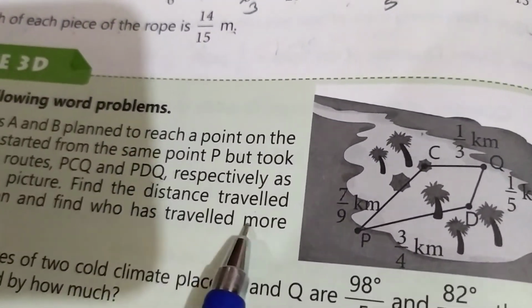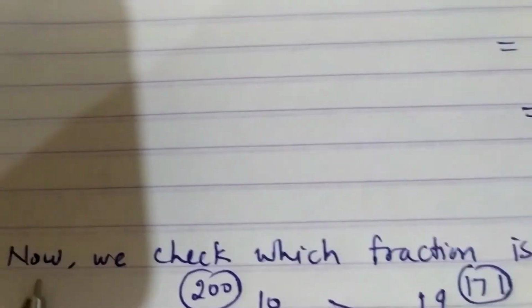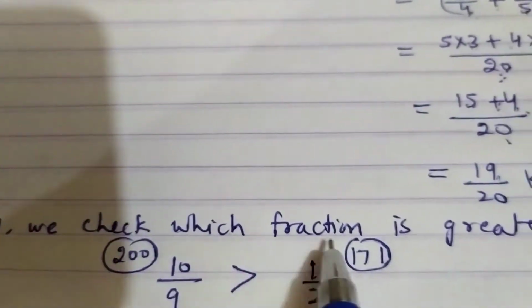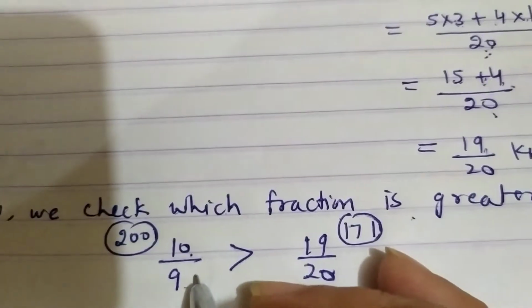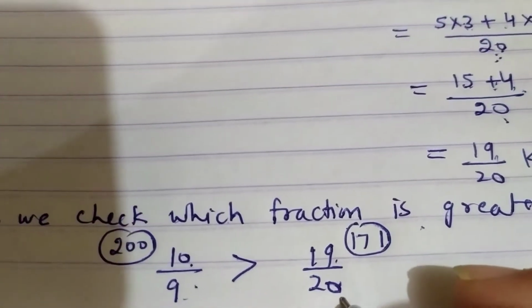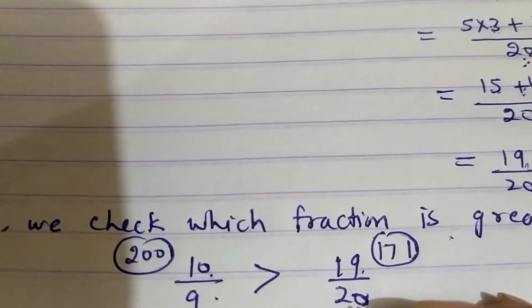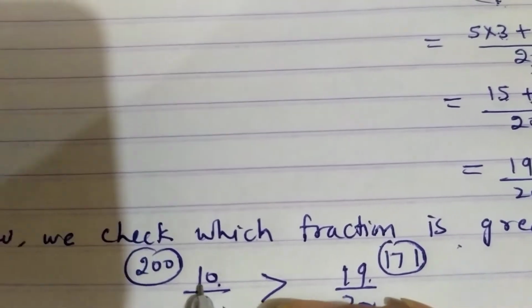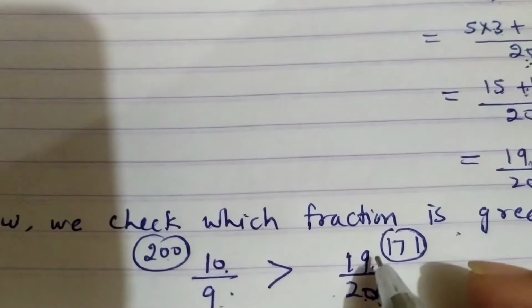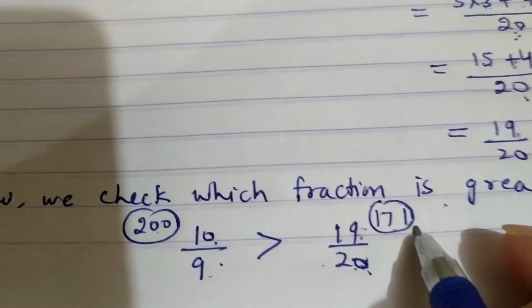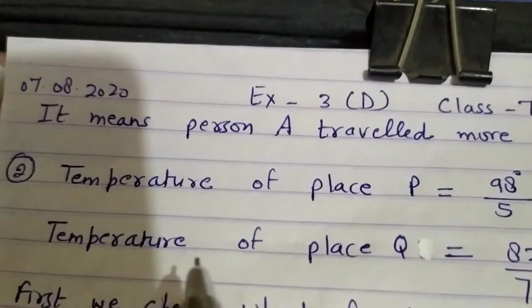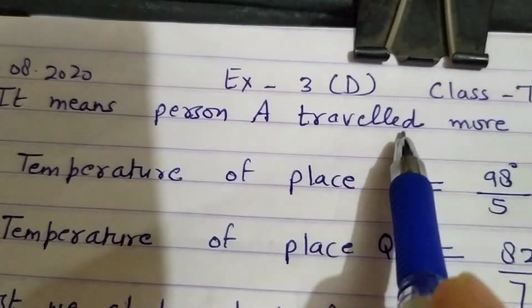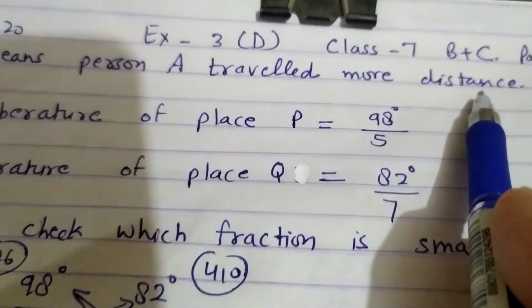Now find who has travelled more distance. Now we will compare these two distances. We check which fraction is greater between these two. First fraction is 10 upon 9 and second is 19 upon 20. By cross multiplication, see, 20 times 10 is 200, 19 times 9 is 171. It means person A travelled more distance.